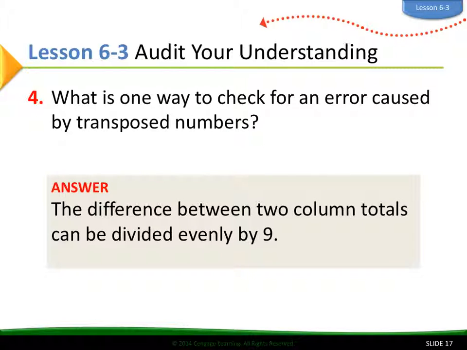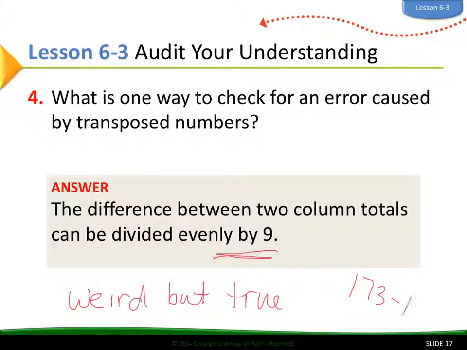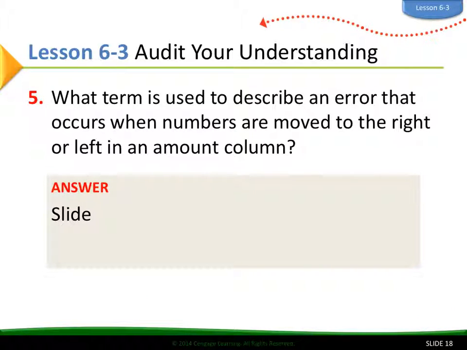What is one way to check for an error caused by transposed numbers? It's funny, it works. The difference between two column totals can be divided evenly by 9. Weird but true. And that is on pages 173 and 174. What term is used to describe an error that occurs when numbers are moved to the right or left in an amount column? Okay, I'm telling you, I've told you a few times now. Read it.